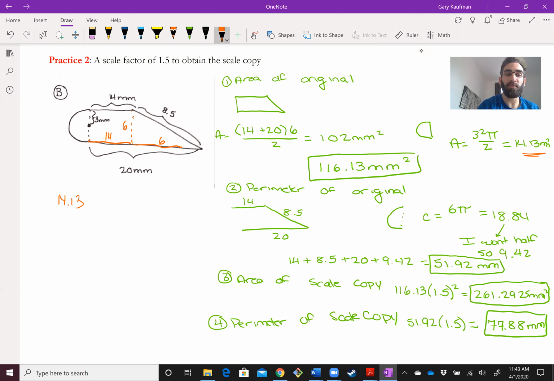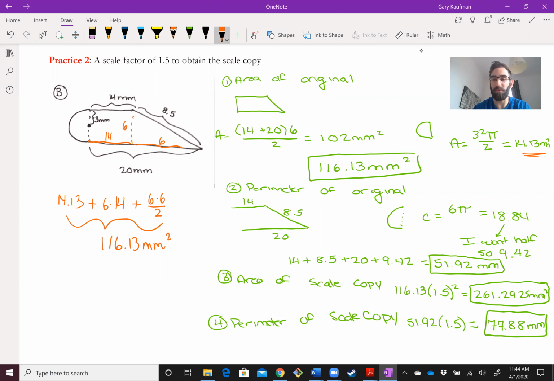14.13. You would have done plus the 6 times 14 for the rectangle, and you would have then added the 6 times 6 divided by 2, base times height divided by 2 for the triangle, and this would have still given you 116.13 millimeters squared.